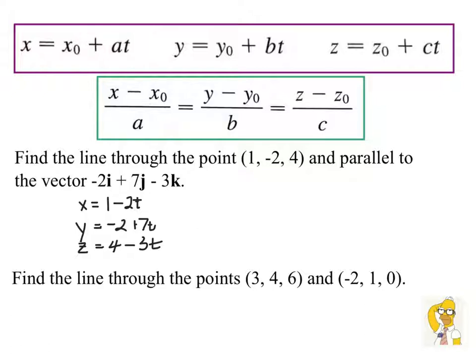Now, the symmetric equation, again, we just go back and we solve every one of these for t. So subtract the 1, divide by -2. Add the 2, divide by 7. Subtract 4, divide by -3. And because they're all equal to t, they will be equal to each other. So your symmetric equations would look like this.